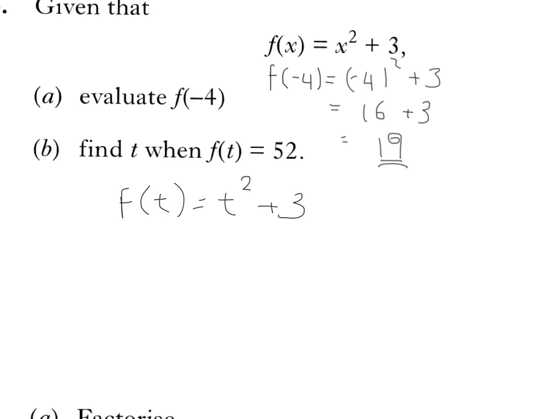Now the question now tells me that f of t equals 52. So f of t equals 52. Now f of t also equals t squared plus 3. So it's not too much of a stretch to then say t squared plus 3 must equal 52.